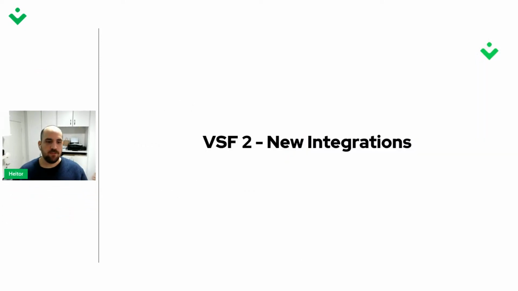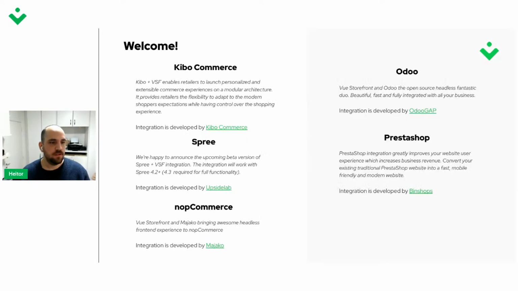So let's welcome some new integrators to Vue Storefront 2. We have the Kibo Commerce integration, developed by the Kibo Commerce guys. We have the Spryker integration developed by Upside Lab. We have commercetools being developed by the Magento guys. We have the Odoo integration developed by Odoo Gap. And we have the PrestaShop integration developed by Bean Shop.